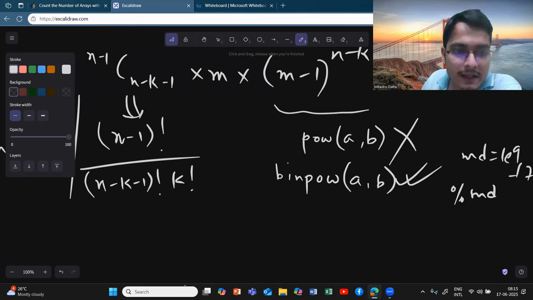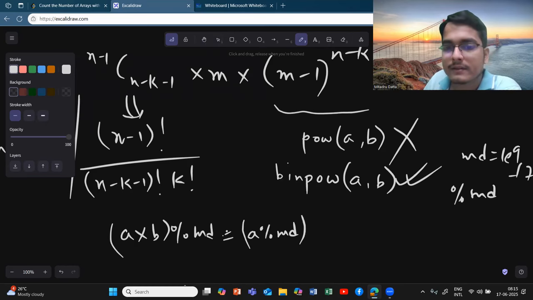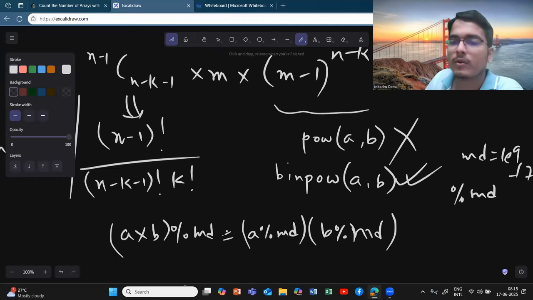So you see, if a into b, I told you to apply mod, you know that it's nothing but a mod and b mod, then this is whole mod. This is whole mod.